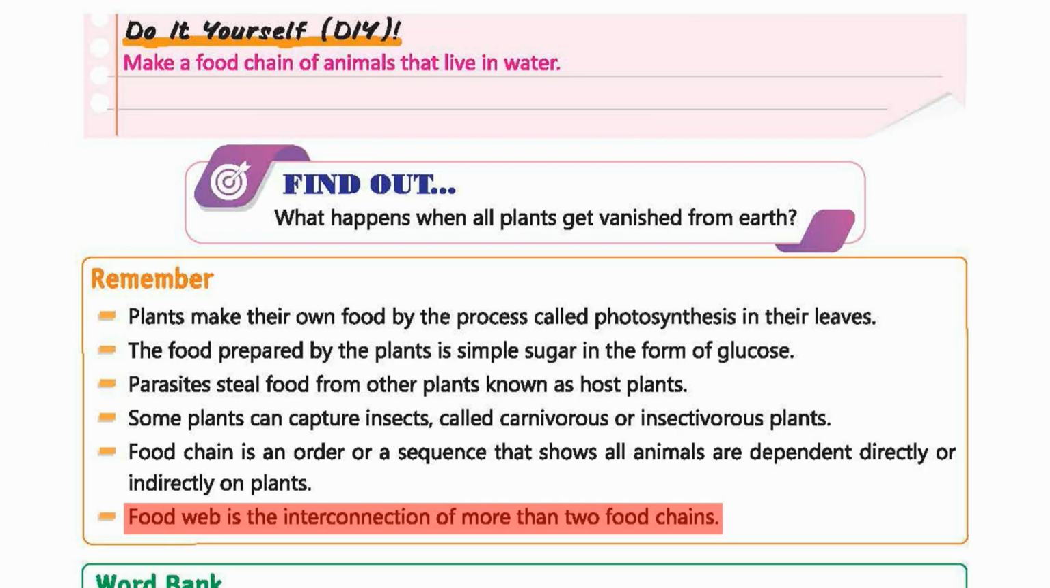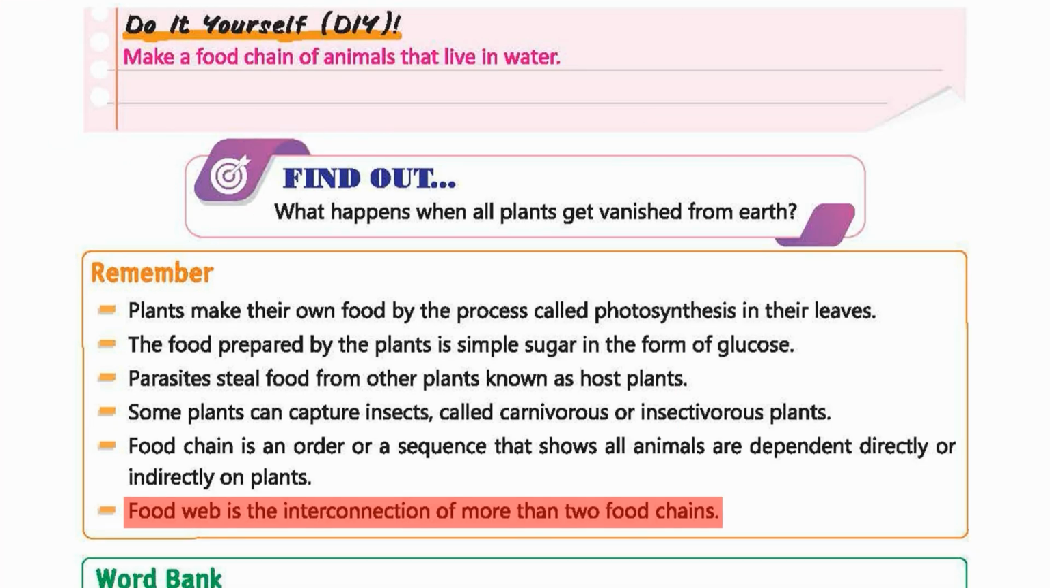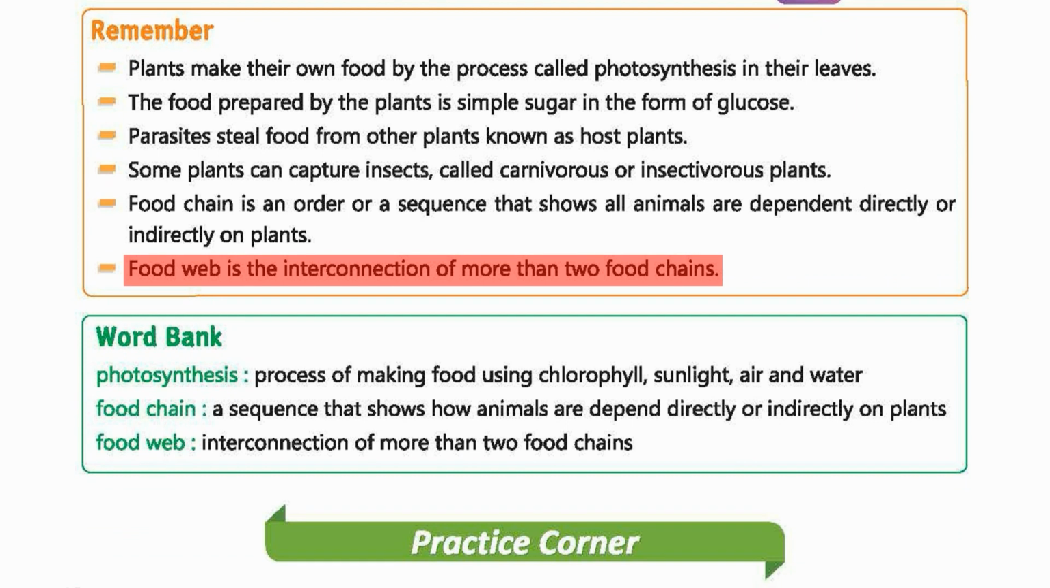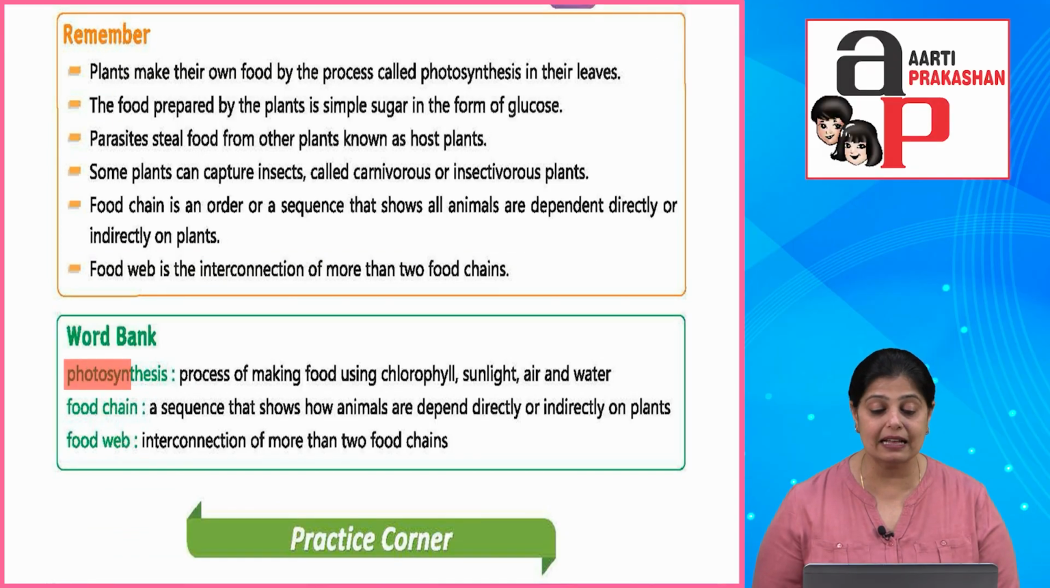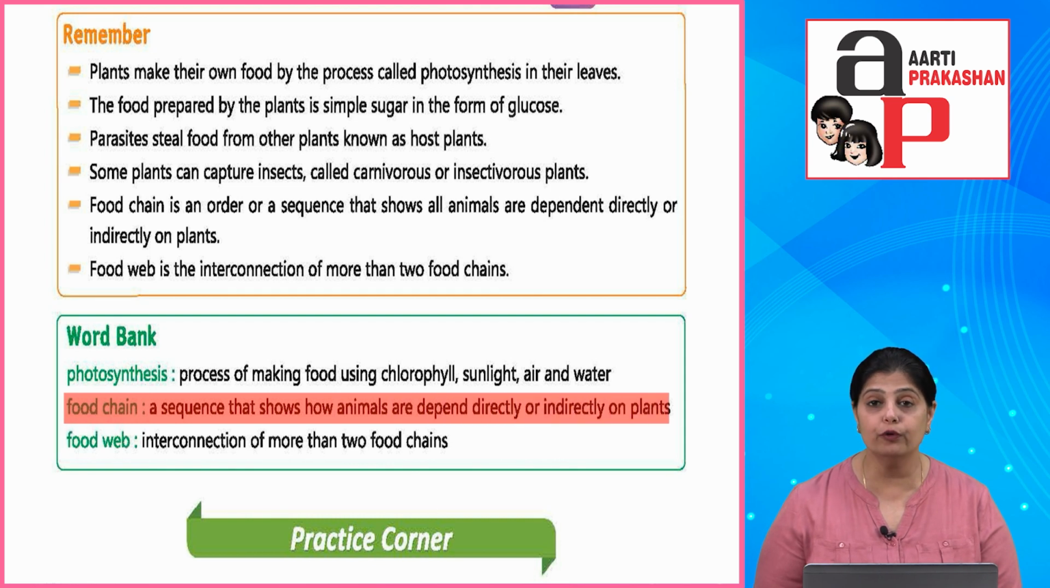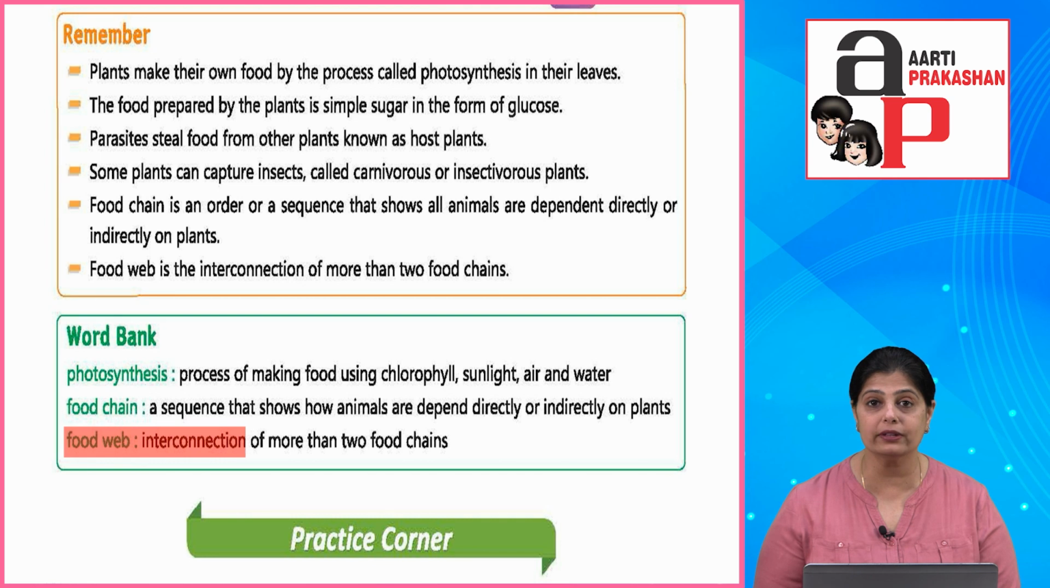Isn't it? Okay, now before you reread and start doing the back exercises, we'll do the word bank, the new words that we've learned in this chapter. Photosynthesis, that's the process of making food using chlorophyll, sunlight, air and water. Food chain is a sequence that shows how animals are dependent directly or indirectly on plants, and food web is the interconnection of more than two food chains. So children, now quickly run through the chapter and do the exercises.